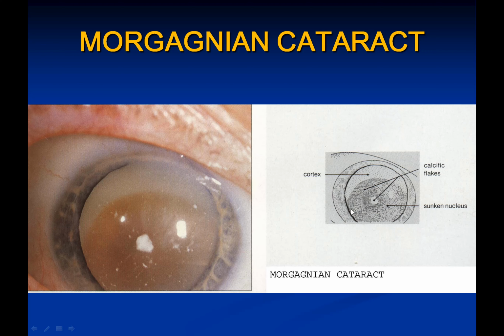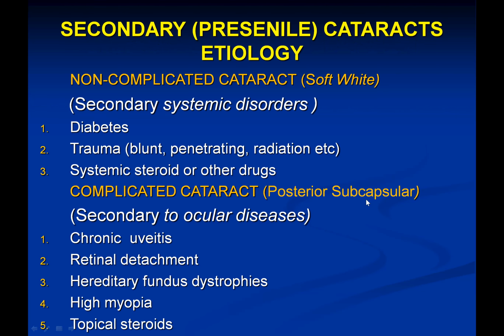This causes problems in surgery, and only experienced surgeons can do good phacoemulsification in these cases. Now that was all about nuclear cataract. That is primary cataract that has to happen in every person without any known etiology. So it is a primary cataract.